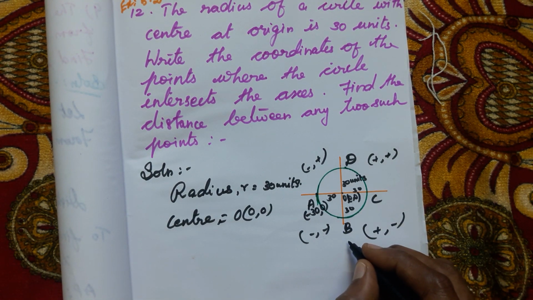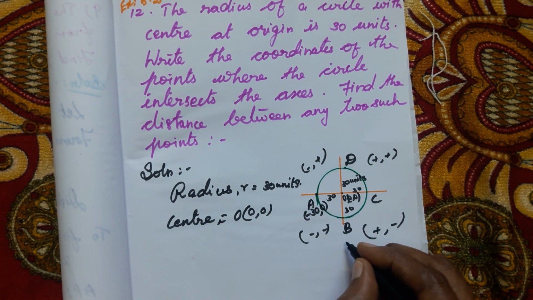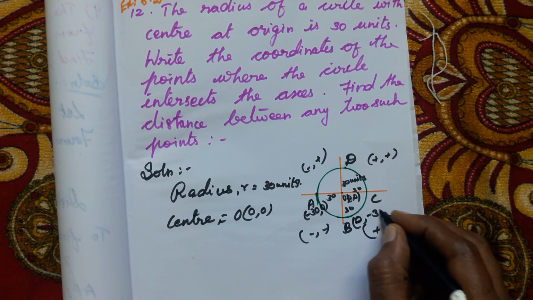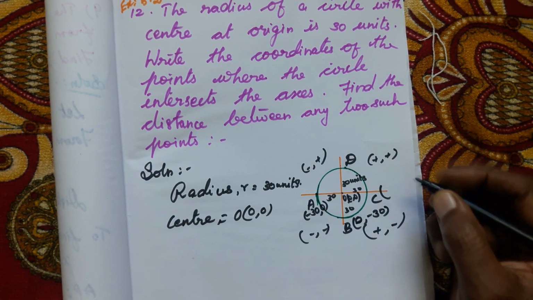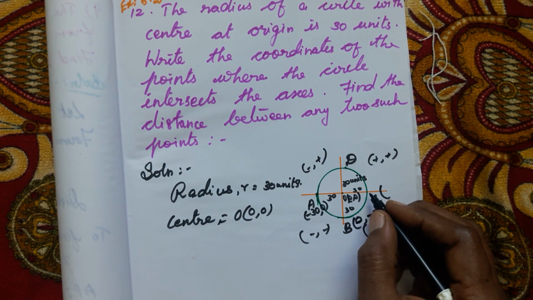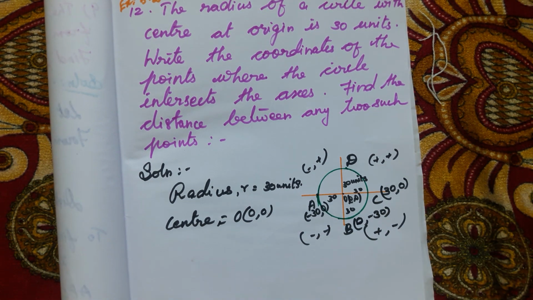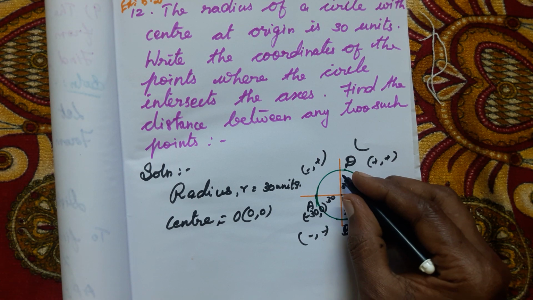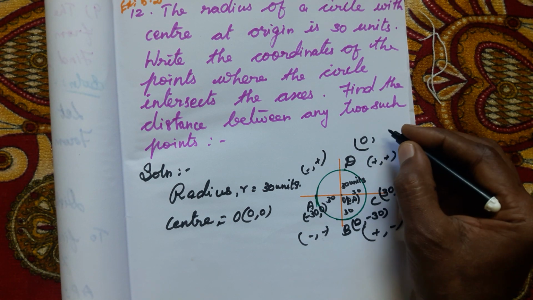Next, what's the point B? Listen, x-axis 0, y-axis 30, but on the negative side. So we can take that as 0 comma minus 30. Next, what is the point C? Listen, x-axis 30 units, y-axis 0. So we can take 30 comma 0, on the positive side. What is the point D? X-axis 0, y-axis 30, on the positive side. So 0 comma 30.